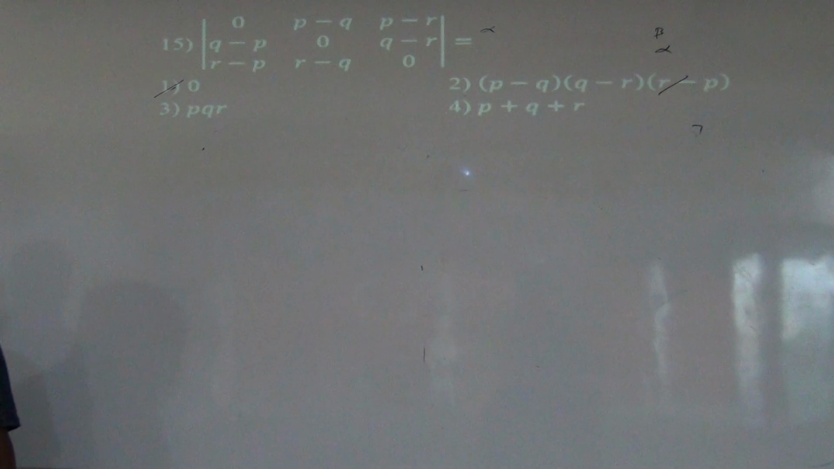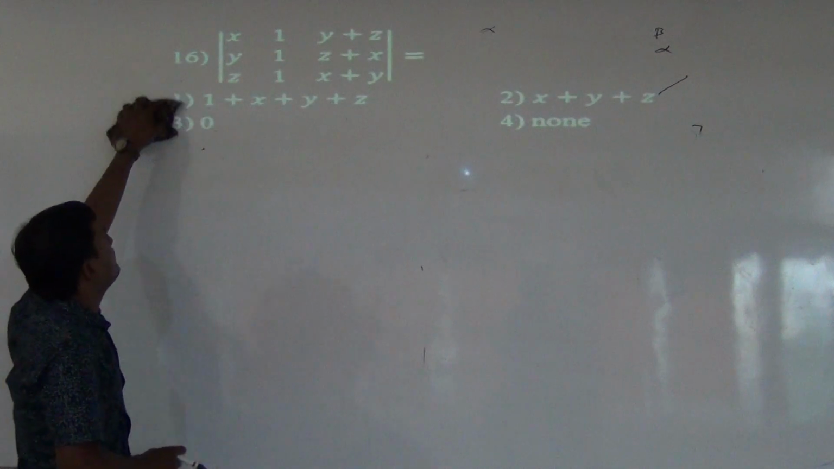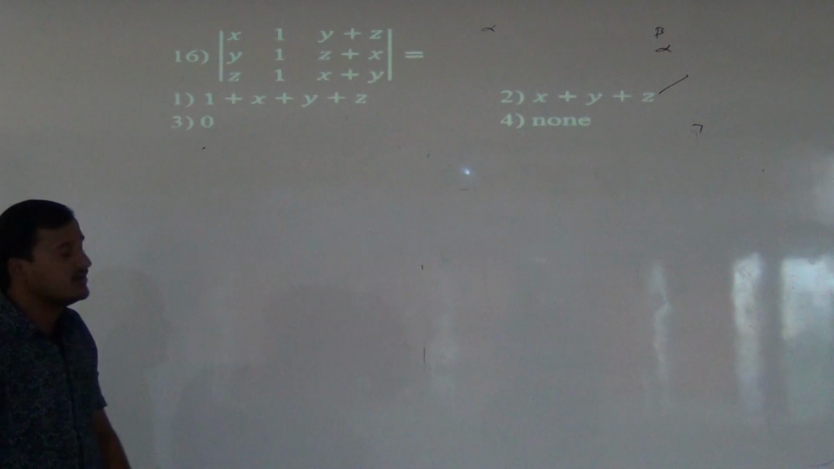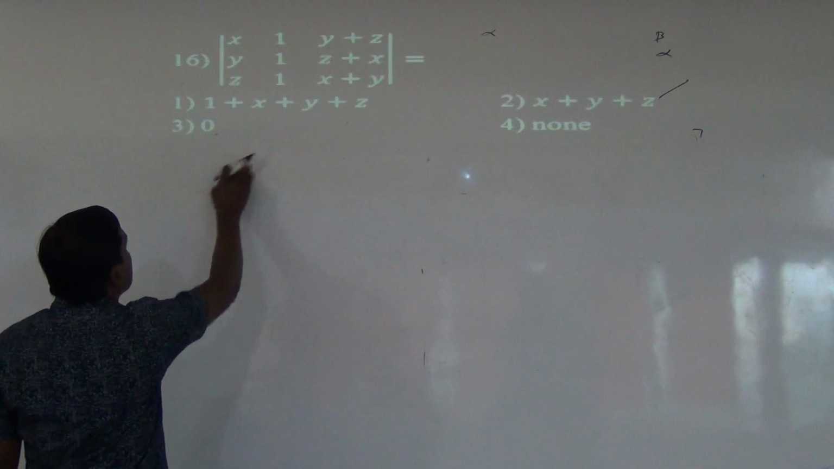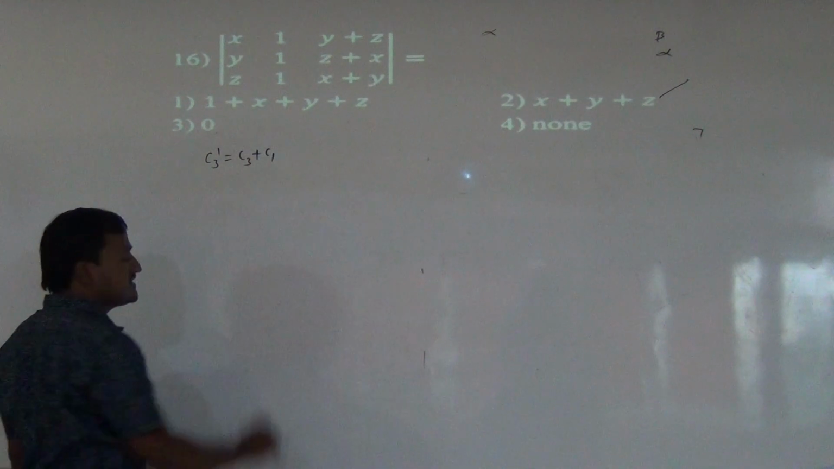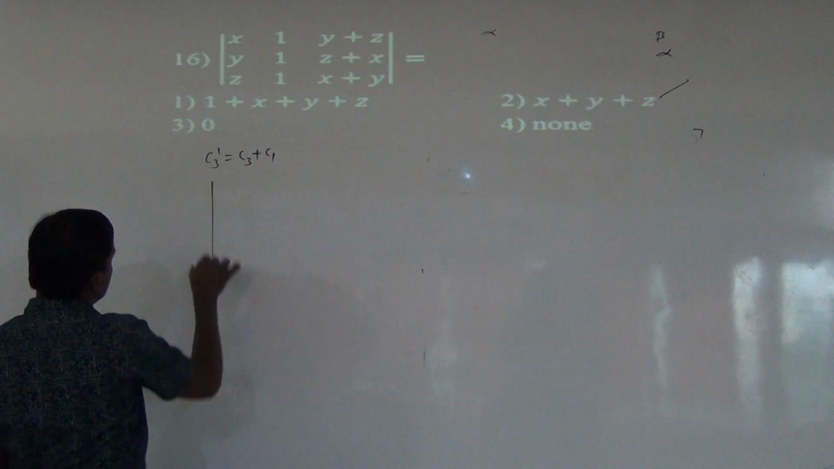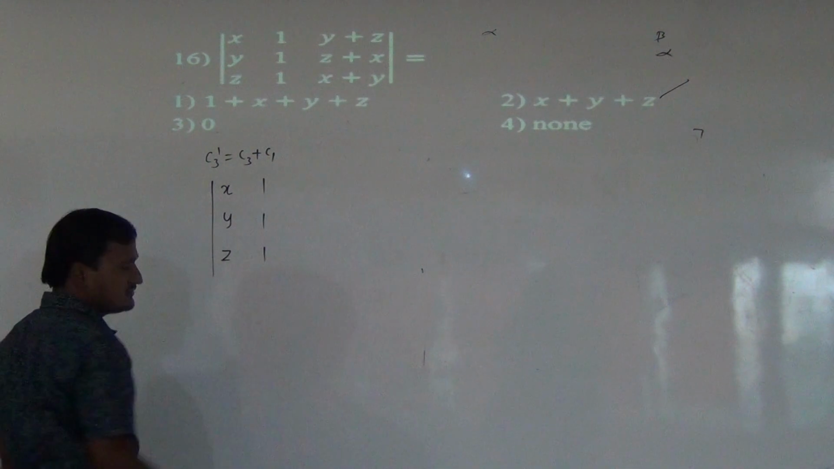Okay, the next question is this one. Find the value of this determinant. For this I will apply the operation C3' = C3 + C1. I will write C1 and C2 as it is: X, Y, Z, 1, 1, 1.